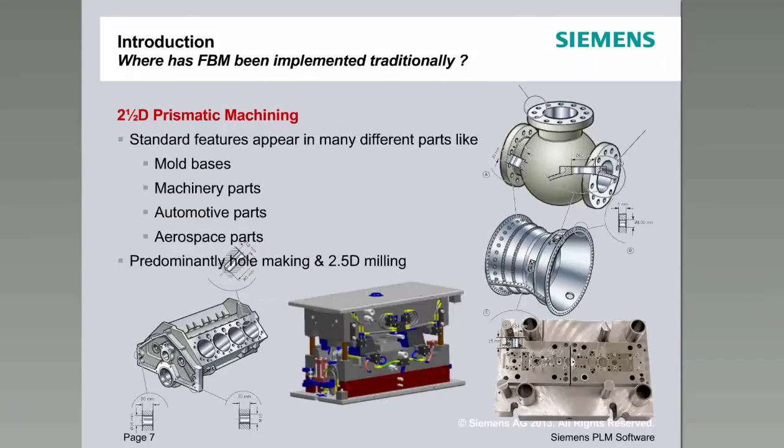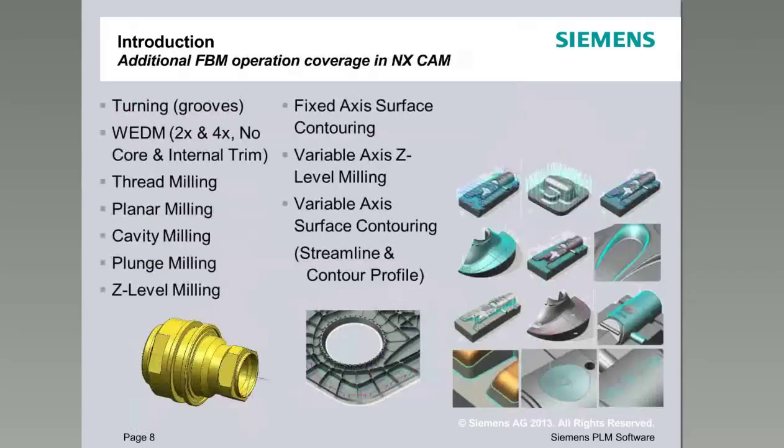Traditionally, feature-based machining has been used predominantly in hole making and 2.5D milling. The industry doesn't matter that much. It could be mold bases, machinery parts, automotive parts, aerospace. Just about everybody drills holes. So that has been the traditional area where CAM automation, feature-based machining, has been used.